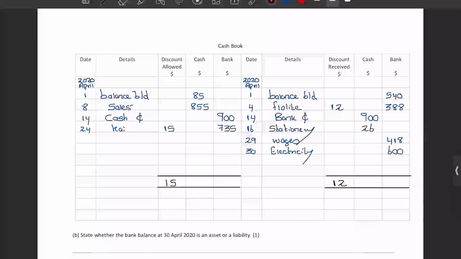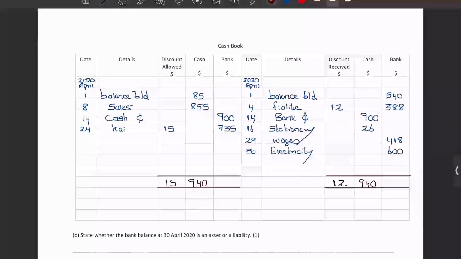Can you balance the cash account? I want you to balance. I'll give you 1 minute before I start. The balance is 14. Yes, that's it. Debit side is higher. For cash, debit side should always be higher. How much is 85 plus 855? 940. Enter 940 on both sides.